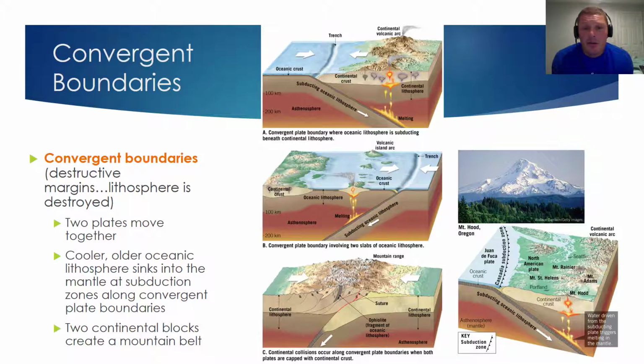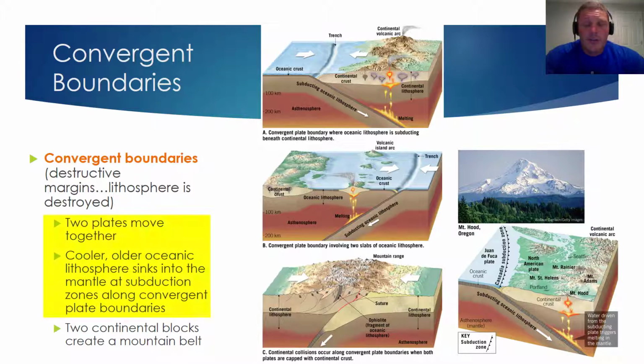Now, divergent boundaries were constructive boundaries because we are creating new crust, but convergent boundaries are going to be destructive because we will see the destruction of crust at these boundaries. Conceptually speaking, with divergent boundaries, we had two plates being pushed apart. With convergent boundaries, we have two plates running into one another.